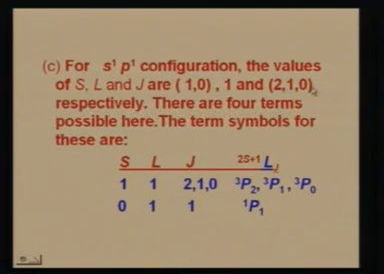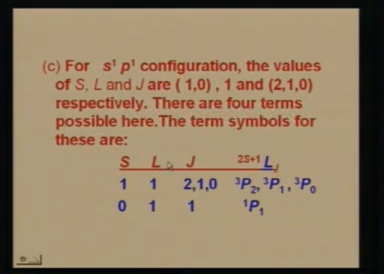Now you can see why these three values of J come. They come from S equal to 1 and L equal to 1. When S is 1 and L is 1, they couple to give 1 plus 1 equals 2 and 1 minus 1 equals 0, so the allowed values would be 2, 1 and 0. So for this configuration, there will be four terms possible, and the term symbols for these are as follows.